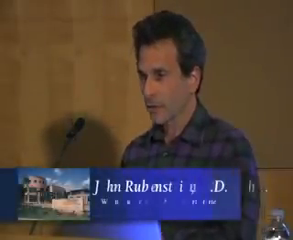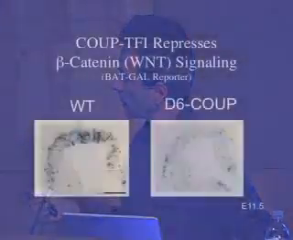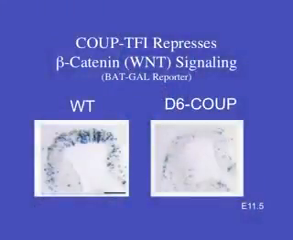So we assayed the Wnt pathway using a transgene measure of the Wnt pathway that expresses beta-galactosidase under the control of a TCF enhancer. It's called the BAT-GAL reporter. So in the wild type, you can see lots of blue cells. These are cells that are responding to the Wnt signal, whereas in the overexpression of COOP, there's a suppression of the number of cells that are responding to Wnt.